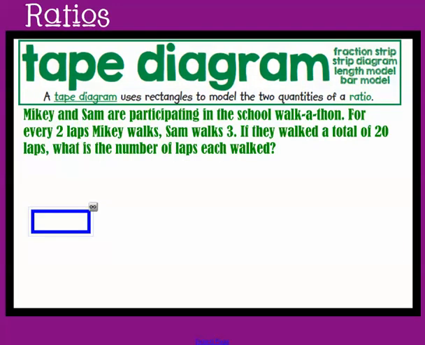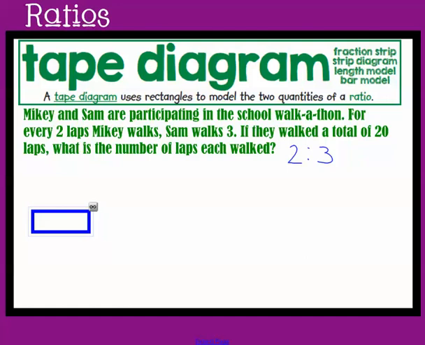All right, let's do one together now. In this story, we have Mikey and Sam, who are participating in the school walkathon. For every 2 laps that Mikey walks, Sam walks 3. So we have a ratio of 2 to 3. If they walked a total of 20 laps, what is the number of laps each walked?